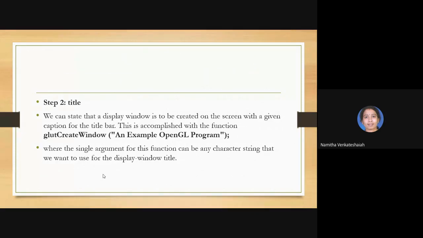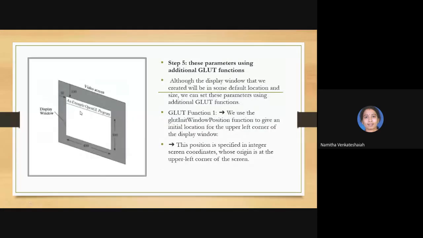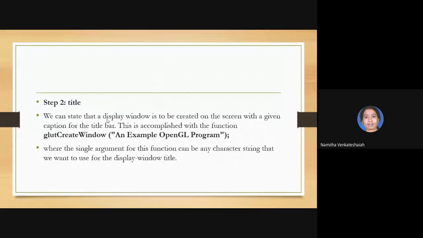Next, as I said, I want to give a title to the window I am creating. Look here, there is a title here, right? An example OpenGL program. How to give the title? For that we have the function glutCreateWindow. For this glutCreateWindow, you can give a single argument. What is that single argument? Any character string that we want to use for the display window title. You can give your own name, your own USN, or whatever. Here, for generic purposes, we are giving the example title.